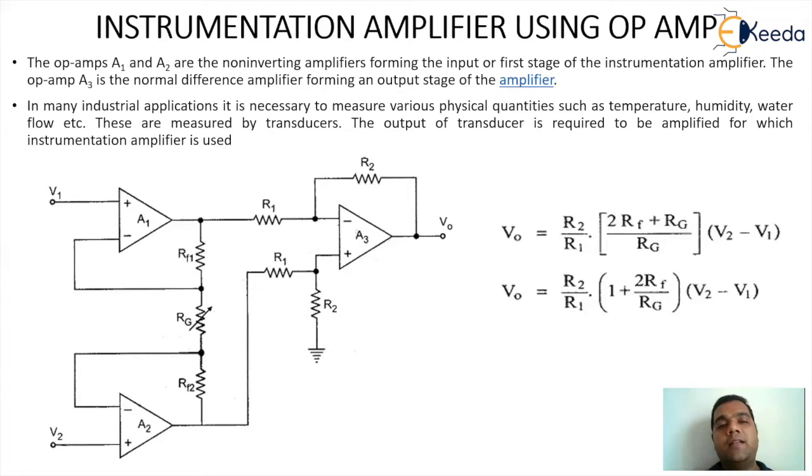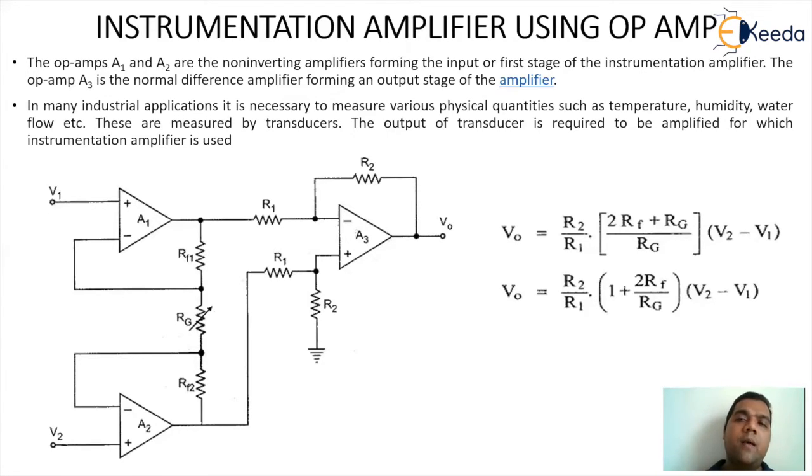Now the main thing is how the output is produced by taking the inputs V1 and V2 into consideration. The final equation for the circuit output will be R2 by R1 into twice of RF plus RG upon RG, that is as good as R2 by R1 into 1 plus twice of RF by RG into V2 minus V1, where V2 was the input given to the A2 amplifier and V1 was the input given to the A1 amplifier. So this is the relation between the output and the difference of the input of the instrumentation amplifier.